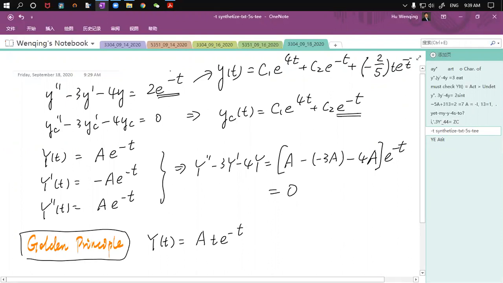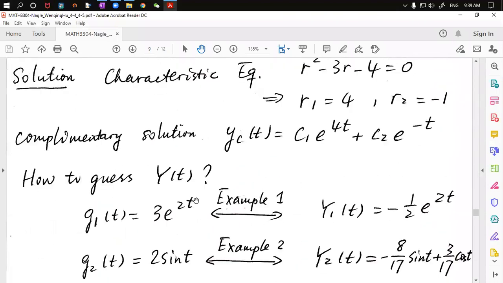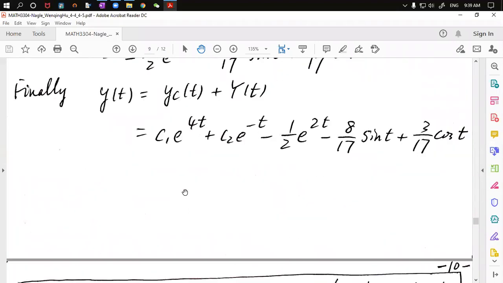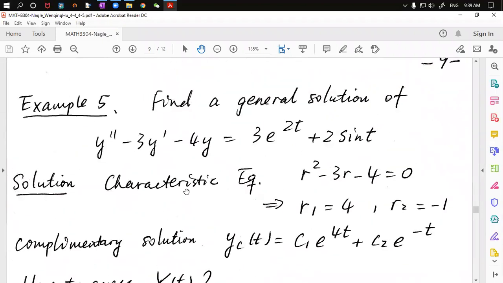You just do not hesitate to multiply by t, because this is our golden principle. Whenever you are lacking solutions, you add a t. If you're lacking solutions more, you add more t until you're not lacking solutions. That's the idea behind this situation. You can see that the whole theory is quite empirical, and there are a lot of possibilities to explore here.